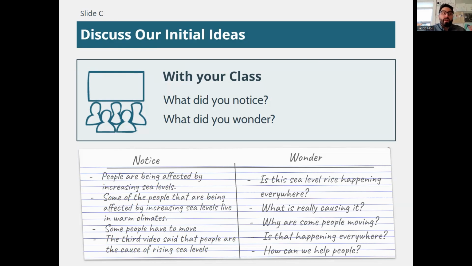Some of the wonderings were, is the sea level rise happening everywhere? These 3 communities are just in the warm climate, but what about elsewhere? What's really causing this sea level rise or this loss of homes that you saw? Why are some people having to move? Is this everywhere, or just in certain places? And how can we help the people?